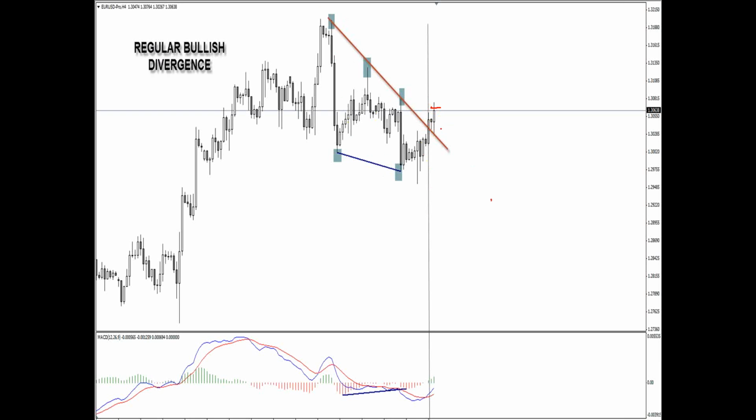Without candlestick patterns it's much harder to spot a proper breakout, pullback, continuation pattern.